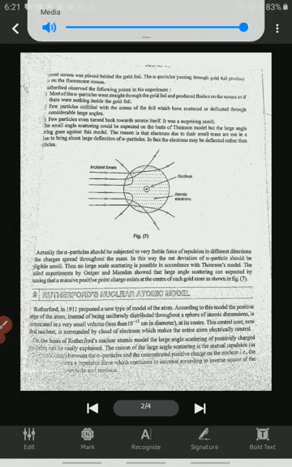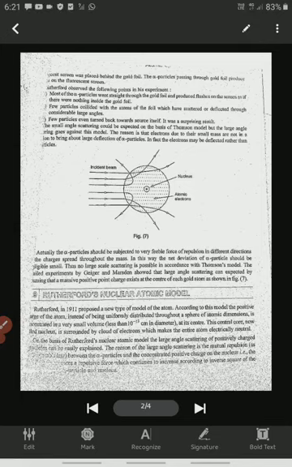In this way, the radius of the nucleus is nothing but 10 power minus 3. Diameter of nucleus is nothing but 10 power minus 13 centimeters.